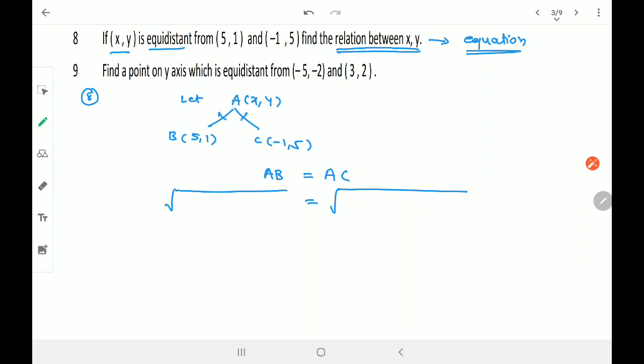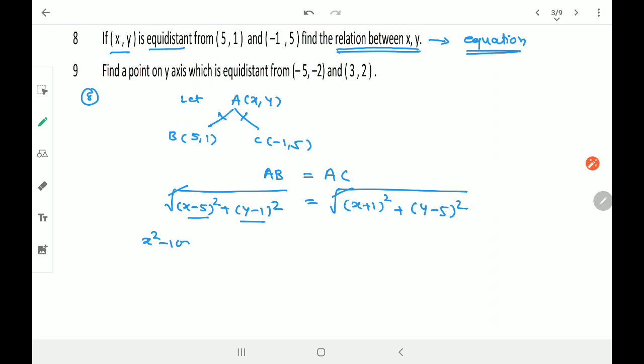As I have already stated, whenever you have a variable in the coordinate, that coordinate should be taken first. So I get here (x minus 5) the whole square plus (y minus 1) the whole square, and x minus of minus 1, that means (x plus 1) the whole square plus (y minus 5) the whole square. Clear? Square root gets cancelled from both the sides. I have to just expand all that. It's going to be a bit longer, but don't worry, it's going to be very, very simple for you.